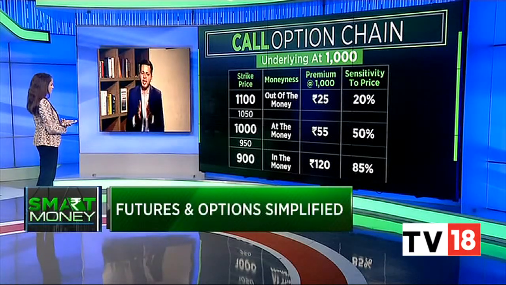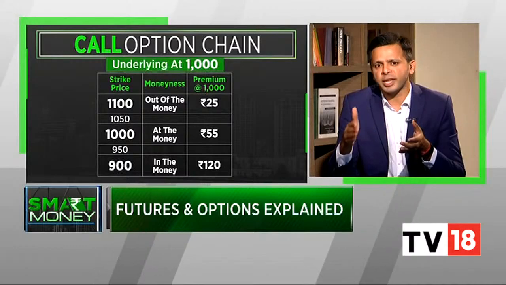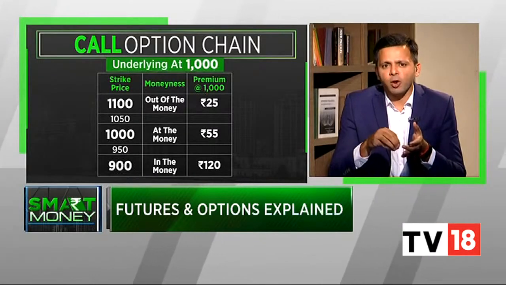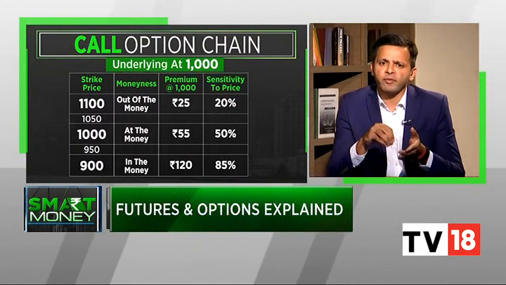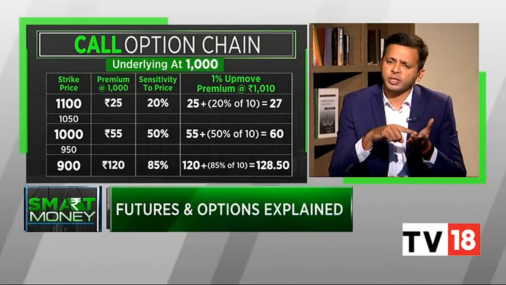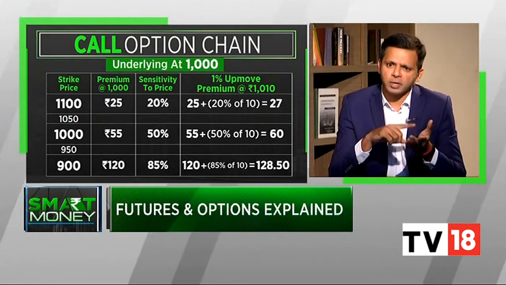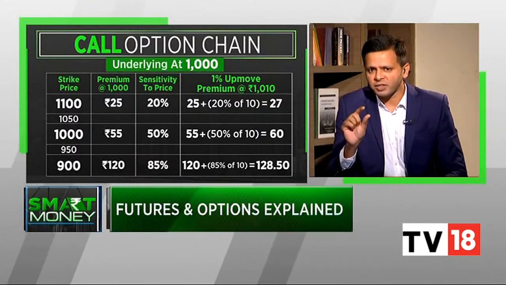Similarly is the case if the underlying moves say 1% up. So a 1,000 rupees underlying becomes say 1,010. So for an at the money option, this is a hypothetical example we have taken, say it moves by 50% of the underlying price movement. The underlying price movement was 10 rupees, which is 1% of 1,000. So the at the money option will move 50%, that is 5 rupees.